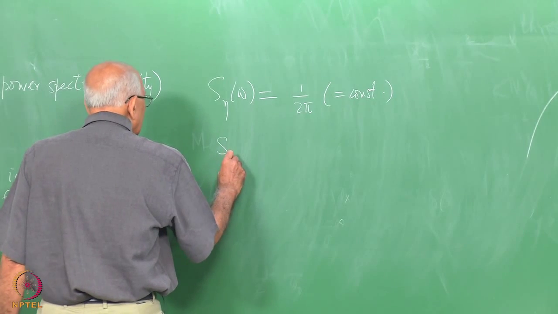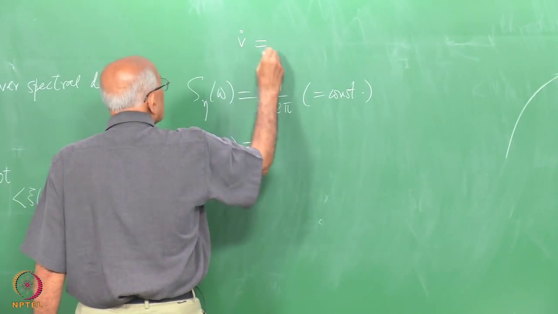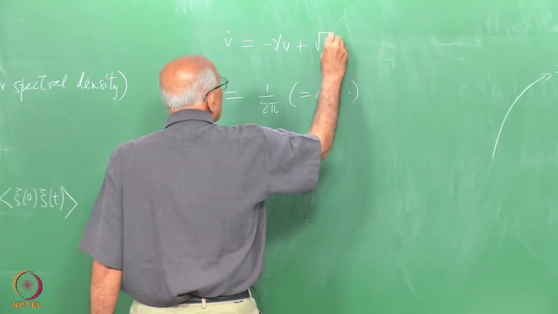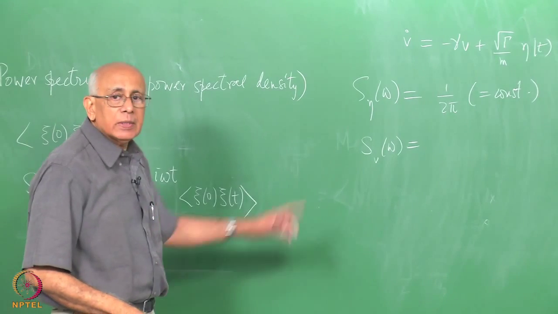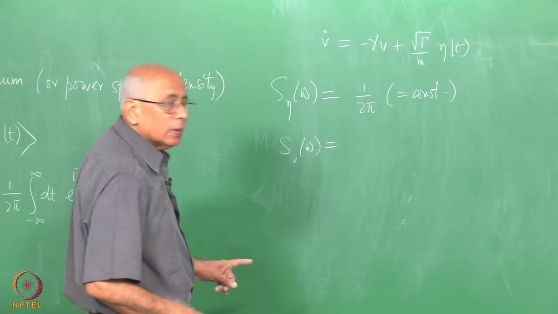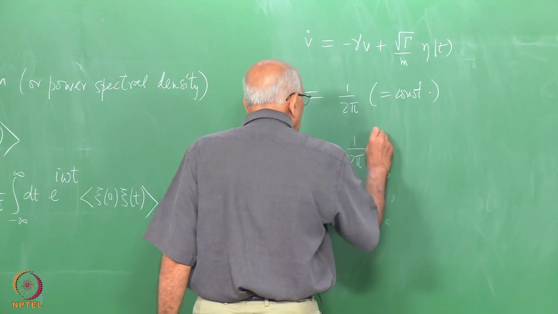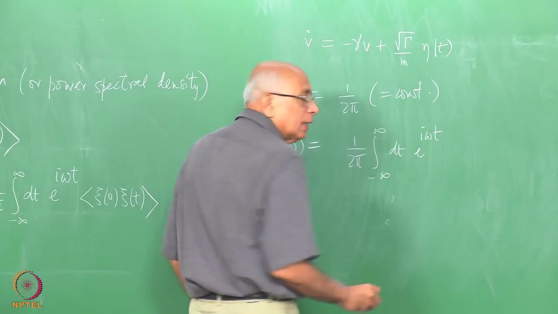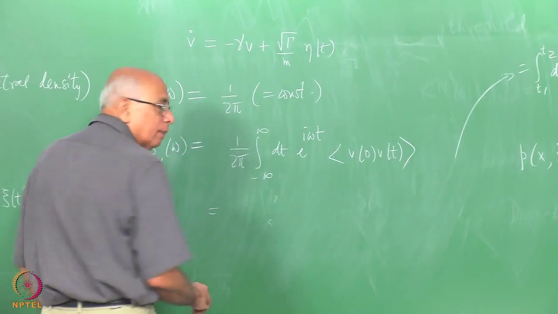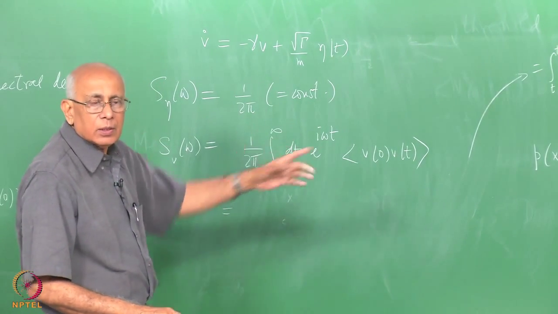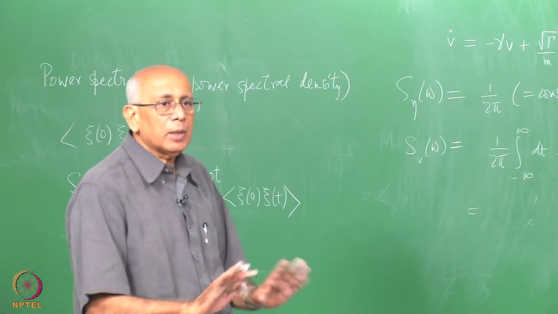By the way, what was S_V of omega in the case when you had a Langevin particle? So remember that this process was defined by V dot equals minus gamma V plus square root of gamma over m eta of t. What's this equal to? What we need to do here is to put in the value for the correlation function, right? So this is equal to 1 over 2 pi, integral from minus infinity to infinity dt e to the i omega t. And then what's the correlation function of this stationary velocity process? It's e to the minus gamma t. That's the whole idea. The velocity correlation time was gamma inverse, and it died down with one correlation time. It was a Markov process, so exponentially correlated, right?